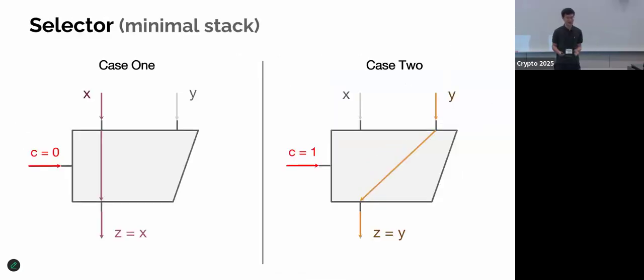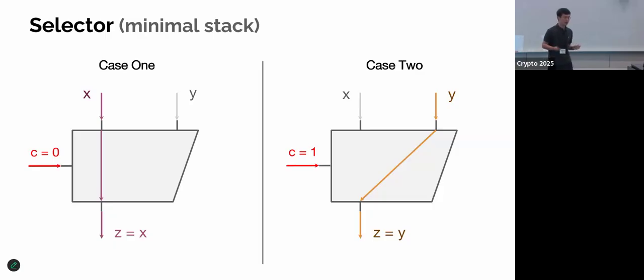How about we just consider the minimal case of the stack? Let's say there are just two input time steps. We'll use X and Y to denote the input at each time step. In these two time steps, only one of them will be a real access and the other will be a no-op. Here we use another bit C to specify which input time step is a real access. In the first case, C is 0, so we want to pass the data from X to Z. And in the second case, we want to pass the data from Y to Z.